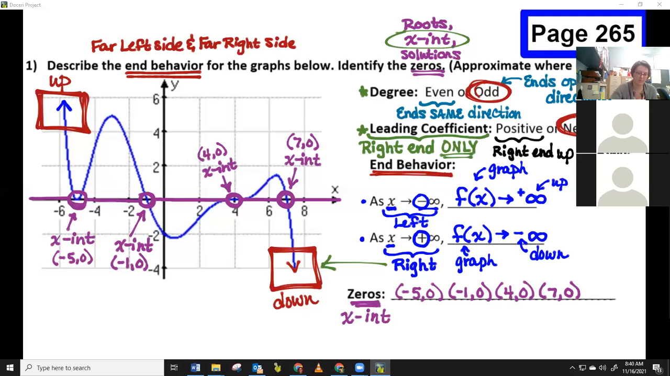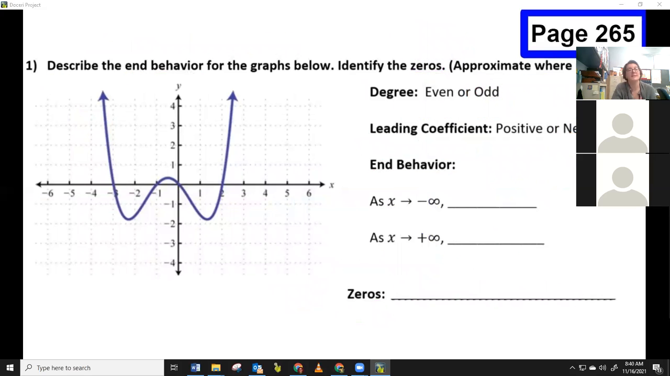All right, I'm going to put this new graph up. If you don't have your book, snap a picture of this graph, and then we're going to answer these questions. We're going to start with the degree. It's even. How do you know? Both ends are going up. Yes. The ends are going the same direction, and that is true on this graph. We would say it's odd if the ends are going in opposite directions.